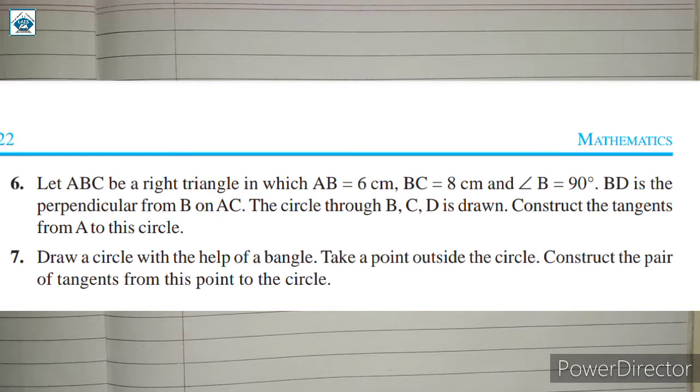Now in the question we are given the dimensions of the triangle. Firstly we are given that we need to construct a right angle triangle ABC, and here angle B is equal to 90 degrees, and BC is given, it is 8 cm, and AB is equal to 6 cm. So this is the rough figure of the triangle that we are going to construct.